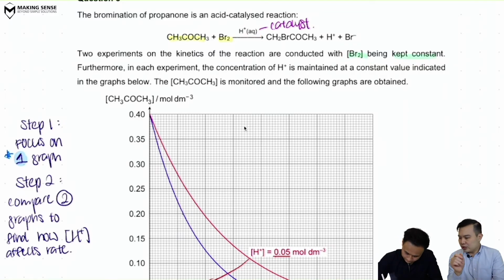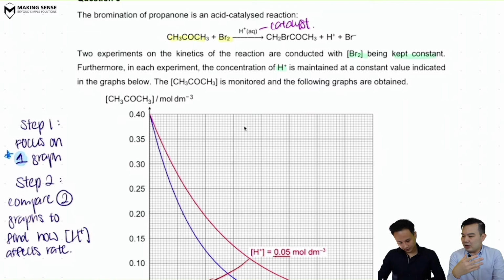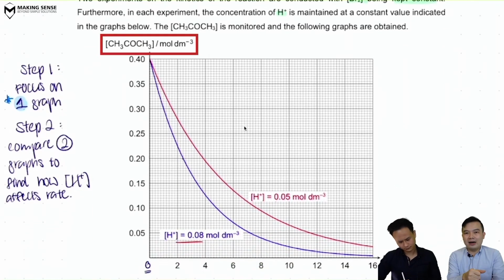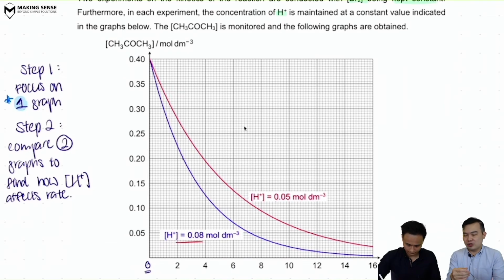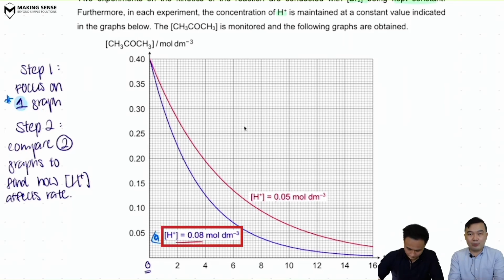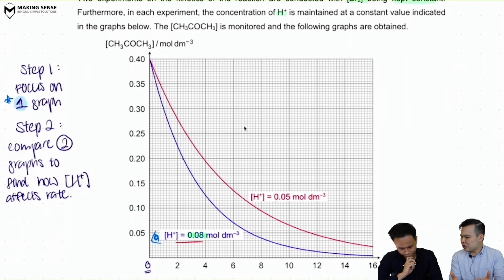Okay. So what we'll do is, if we look at the graph, this is a graph of propanone concentration against time. Right? And how do we make sure that H plus is constant? We simply just look at one graph. So for example, if I look at the blue color graph, the concentration is kept constant at 0.08 throughout the reaction. And why is that okay, Mr. Tim? How come the H plus concentration is so easily maintained at 0.08 throughout? Shouldn't it also decrease like other reactants?